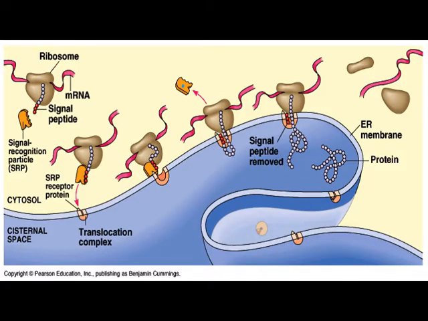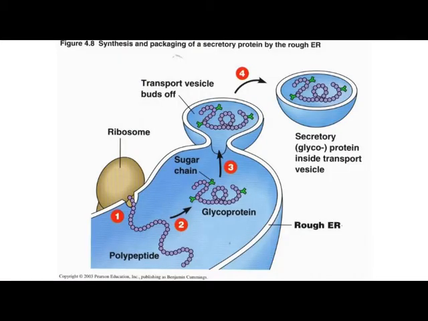Really nice questions. Every year I have different questions from different people. Okay. So here's how it's going to look like now. Vesicle buds off the membrane, and this will go into your Golgi.